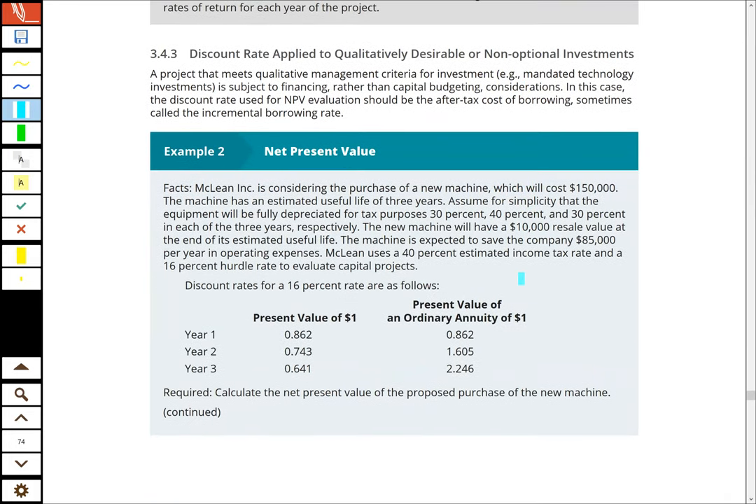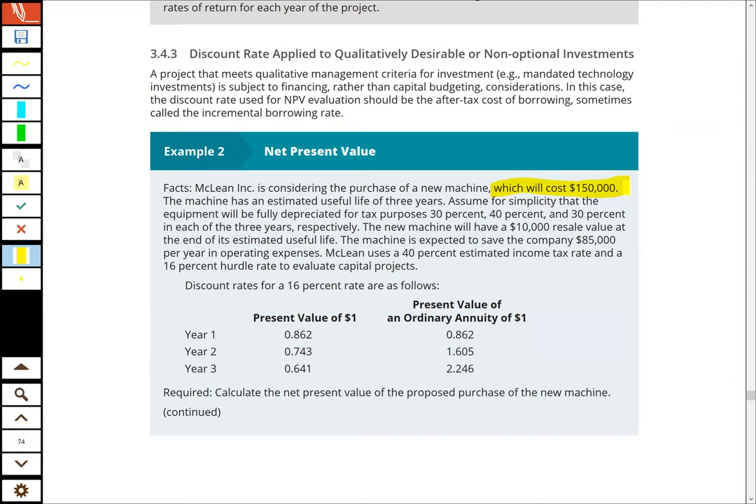Okay, so let's just look at this problem here. They tell us that McLean is considering the purchase of a new machine that'll cost $150,000. When I see that in a question, I'm writing that down on my scratch board, because I know I'm probably going to have to use that number to calculate the net present value. So you maybe don't know right now that this is a net present value question, but you will by the time you get to the end of it.